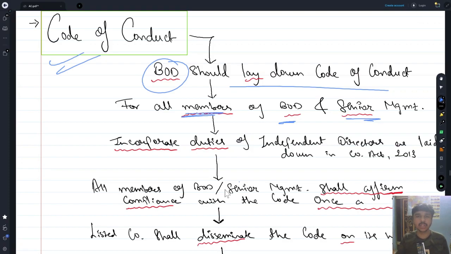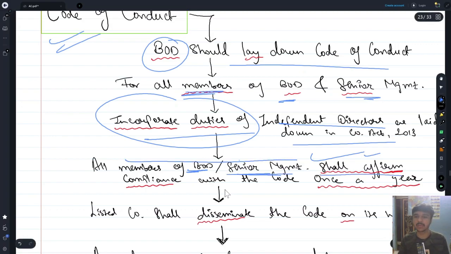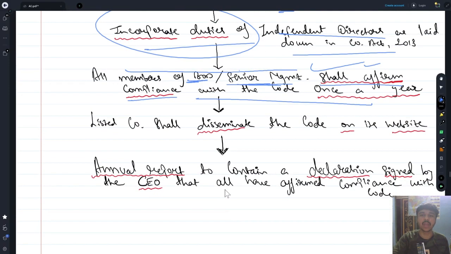What will it have? It will have the duties of the independent directors. Apart from how you have to behave, it will also include the duties of the independent directors. And yearly every member of the board of directors and senior management shall give a certificate. They should affirm on it, they should sign that okay, we have followed the code of conduct. So all members of the board of directors and senior management shall affirm compliance with the code of conduct once a year.